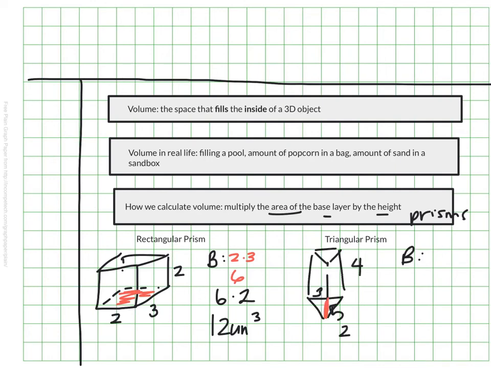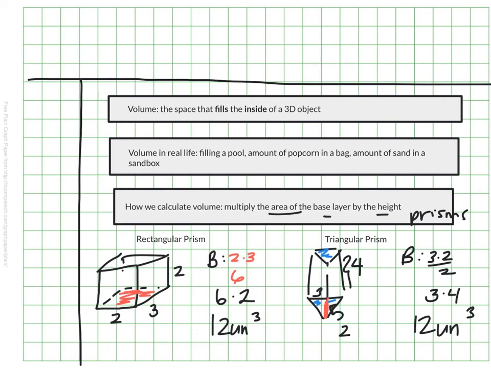Whereas in our triangular prism, we would still find the area of this base. You can look at it on either side here. And you would do that by doing your base times height of that triangle divided by 2, and 6 divided by 2 is 3. And then you would take that and multiply it by the height of the entire shape, which of course would also be 12 units cubed.